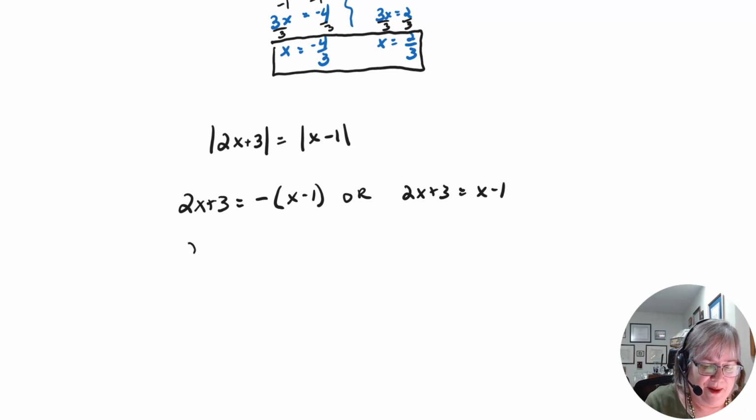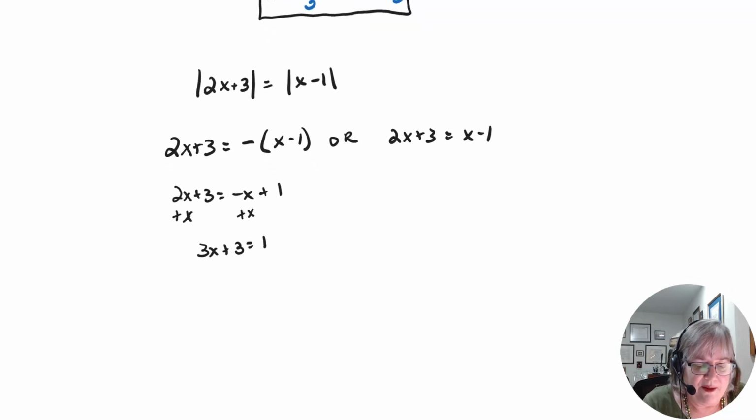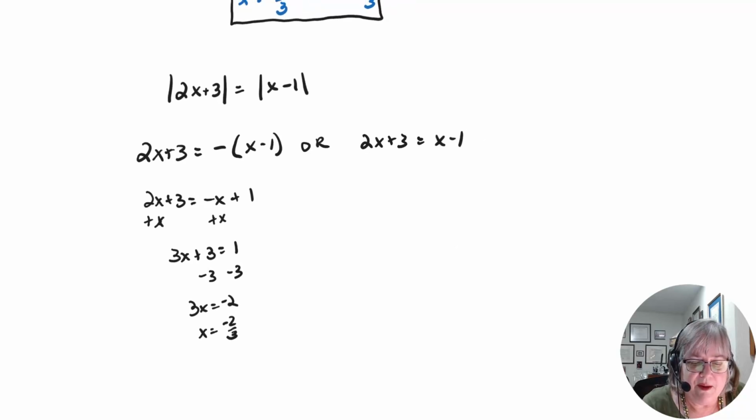So 2x plus 3 is equal to negative x, this distributes, plus 1, right? Now you get your x's on one side, so we're going to add x to both sides. So 3x plus 3 is equal to 1. Then we're going to subtract 3 from both sides. So 3x is equal to negative 2. So x is negative 2/3. Okay? Get our x's on one side.